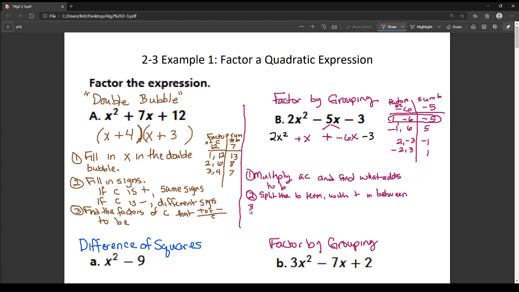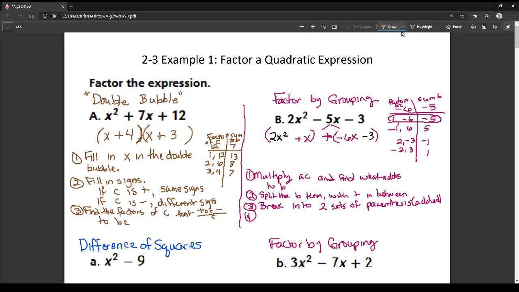So now step 3 is to break into two sets of parentheses. So I'm going to do that. I'm going to put one set of parentheses here and one set of parentheses here. And I'm going to put the word added here so that you realize it has to have the plus in between. Okay.